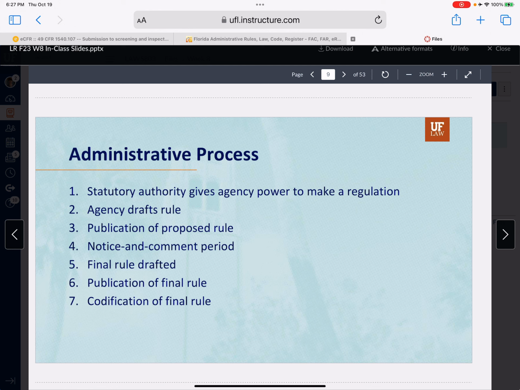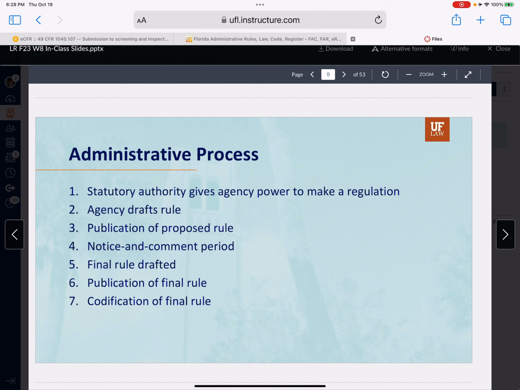First, Congress, or the Florida legislature in our case, grants statutory authority. So they create a statute, they enact a statute that gives an agency, a regulatory administrative agency, the power to make a regulation. Then the agency drafts a proposed rule. They publish that proposed rule, and they have a comment period. So they give notice to the public.